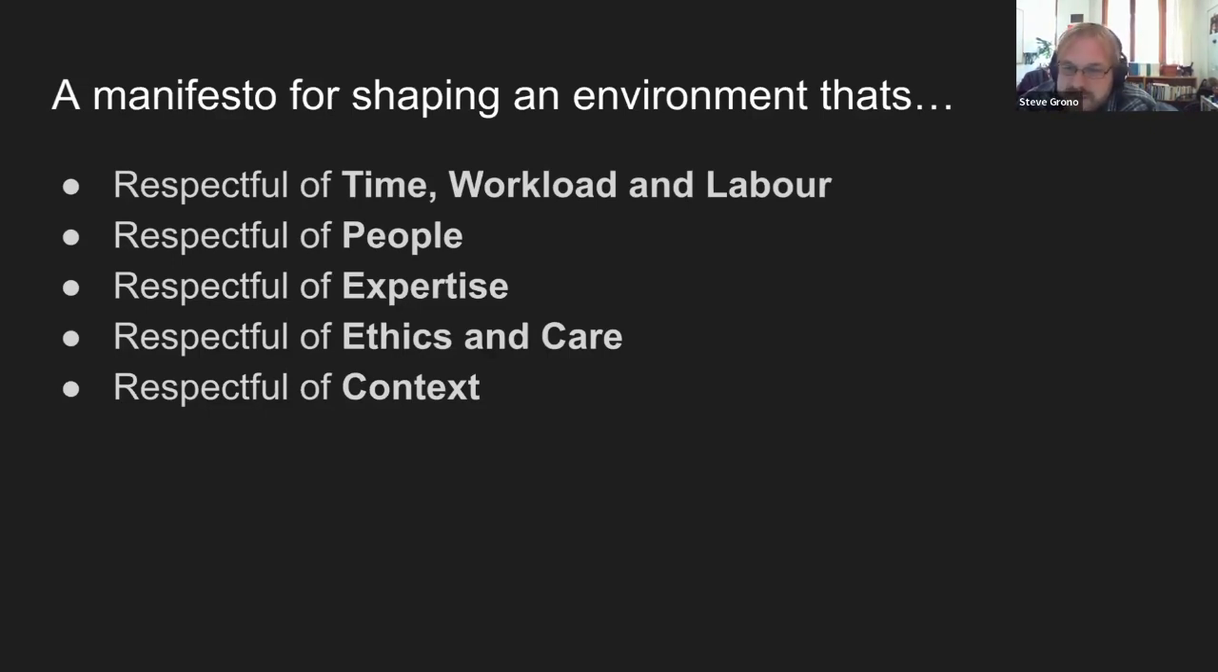But collectively, what that brings us to today is a manifesto for a space that's respectful of time, workload, and labour, as Meredith outlined, sustainable with consideration to the emotional labour involved, respectful for people, as Tom outlined, giving space for other stories and perspectives and input, respectful for expertise, bringing in shared values and goals and collaborative opportunities from Kate, respectful of ethics and care through modelled respectful design, through to trauma-informed practice within learning design from Anne, and then respectful of context, that authentic design doesn't happen in isolation, but within that greater ecosystem, from Kashmira.